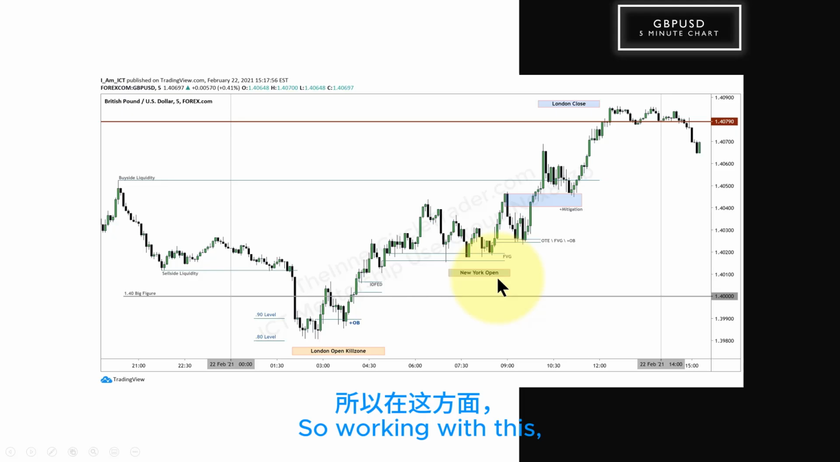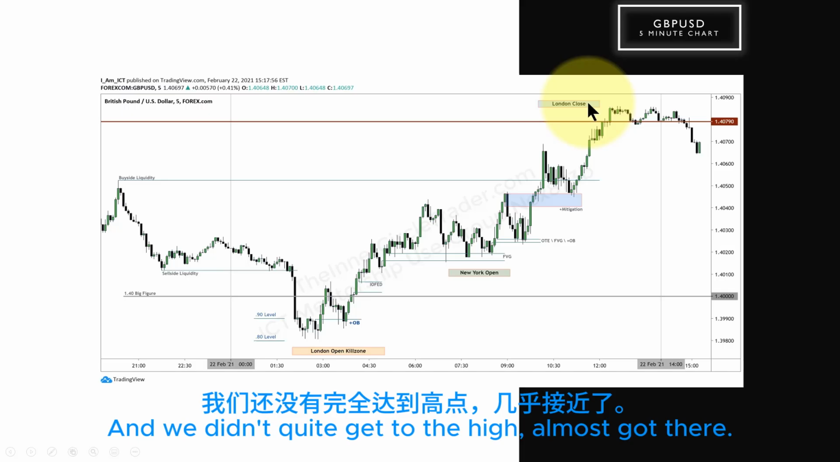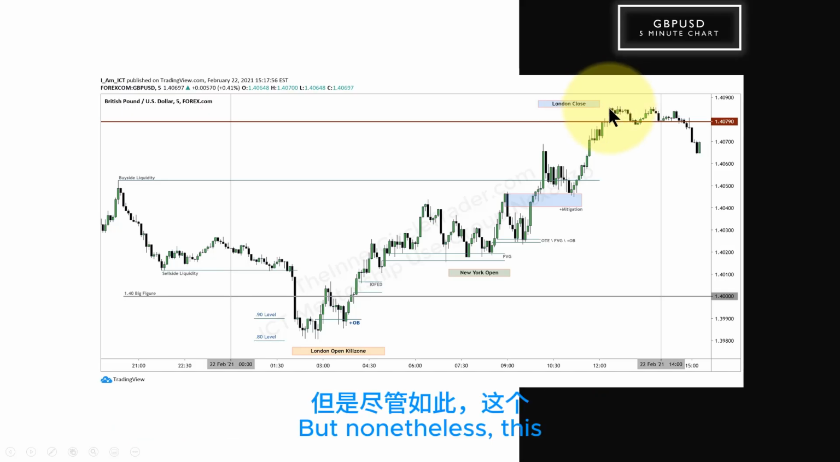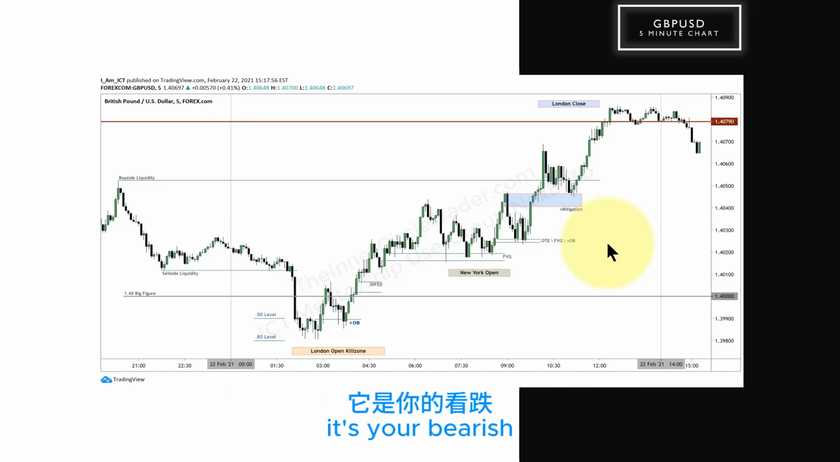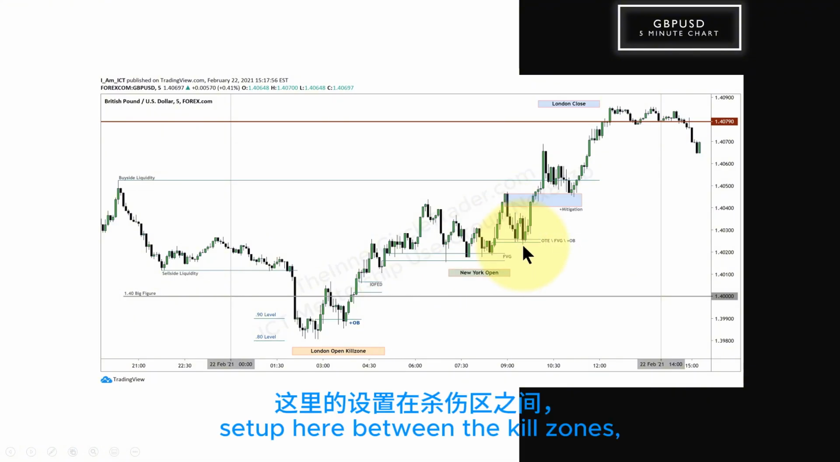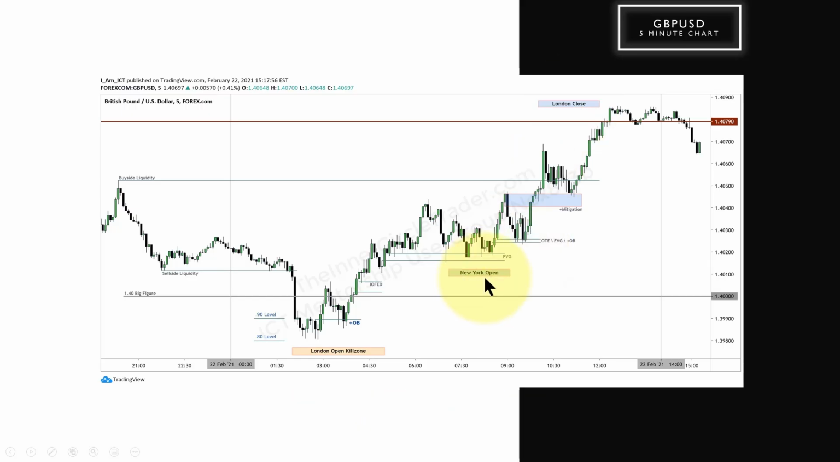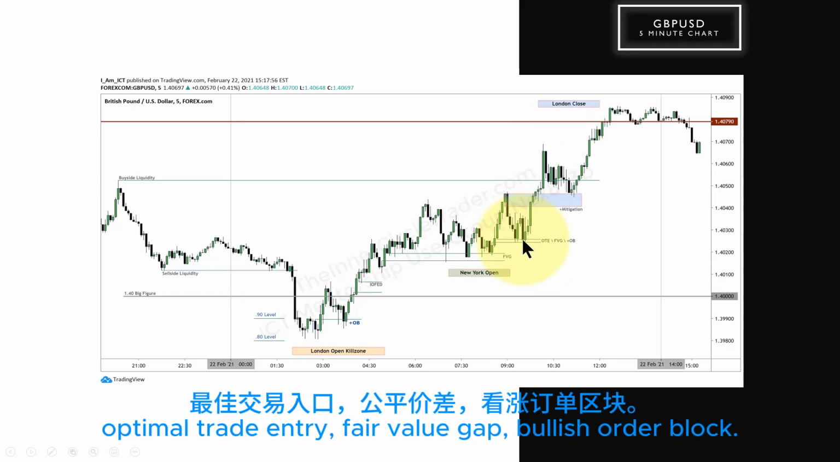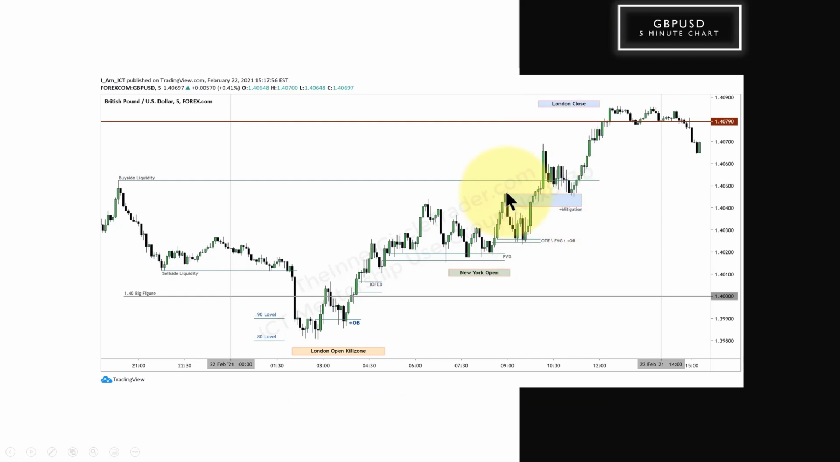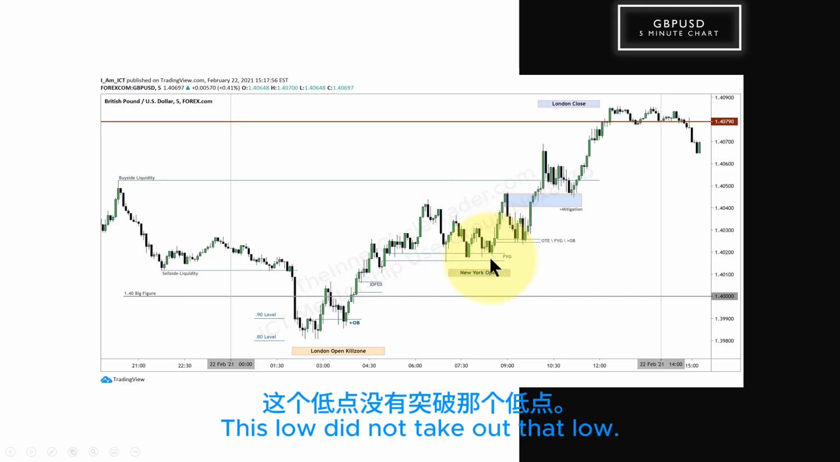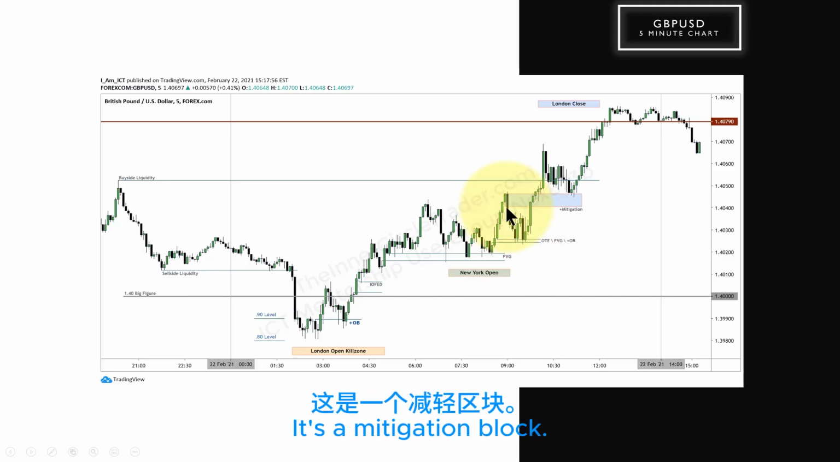So working with this, it's still creating important lows. Okay, and we didn't quite get to the high, almost got there, but nonetheless, this here is a level that if you go out to your weekly chart, it's your bearish order block. So if you look at the setup here between the kill zones, London and New York, optimal trade entry, fair value gap, bullish order block, then it rallies again, trades back down into mitigation, which is the last up close candle prior to this decline. This low did not take out that low, so it's not a breaker, it's a mitigation block.